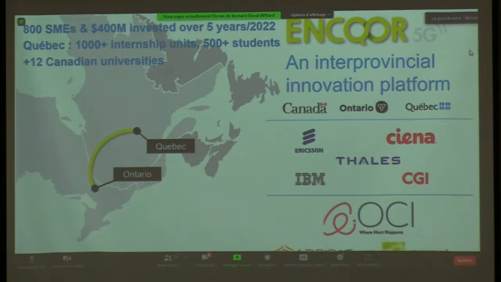400 million invested, I said so already. Just in Quebec, just in one province, there were 1,000 internships, which represented 500 students. So that was a great success. Right now, MITACS is working with the team to have Encore 2.0, which will be for the next 5 years. So Jean-Pierre, if you see any opportunities to connect with Europe, we're ready to talk.